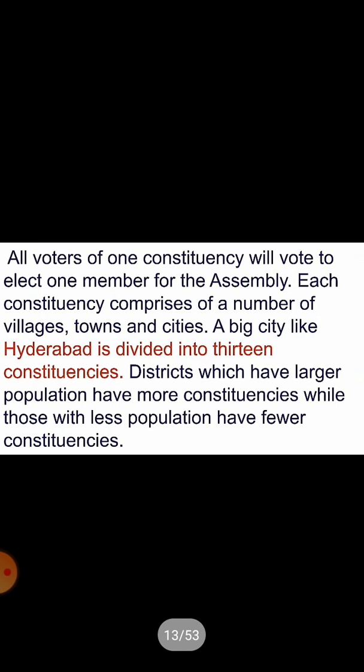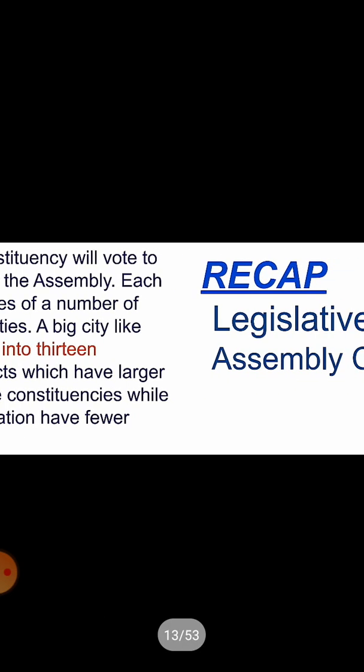All voters of one constituency will vote to elect a member of the assembly. Each constituency comprises a number of villages, towns and cities. A big city like Hyderabad is divided into 13 constituencies. A district which has a larger population will have more constituencies, while those with less population will have fewer constituencies.